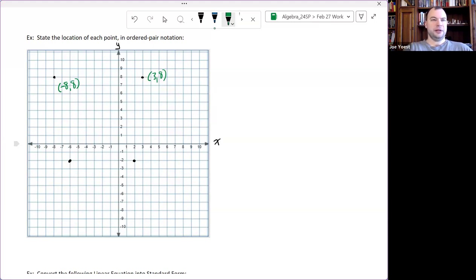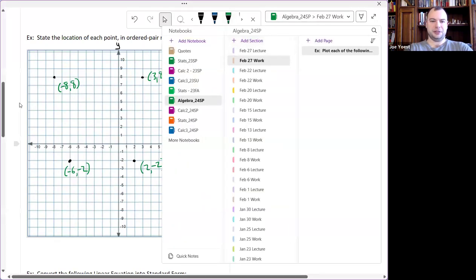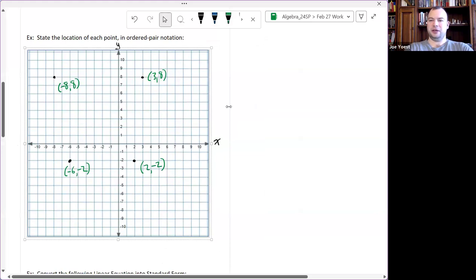The quadrant 3 point on the bottom left, x position negative 6, y position negative 2. And quadrant 4, bottom right, x is 2, y is negative 2. That point is at position 2, negative 2. Any questions so far? I think going this direction is a little easier than going the other direction.